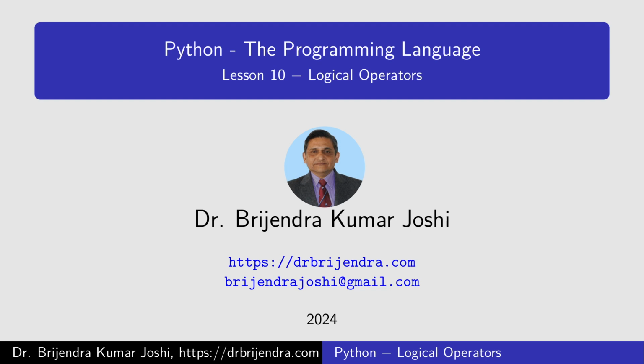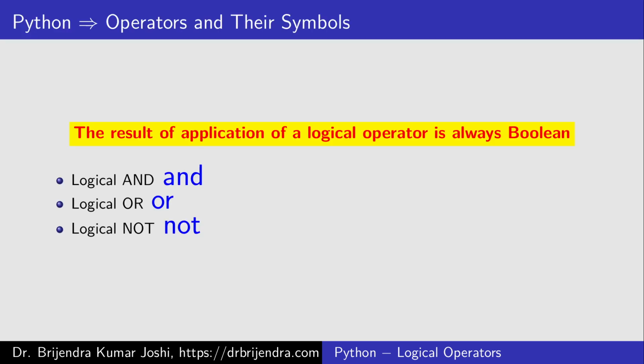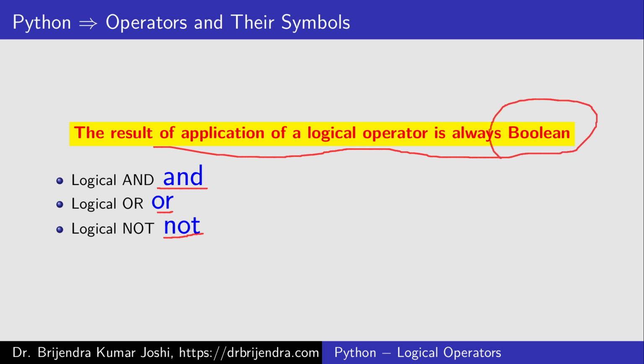In this video, we'll see how logical operators can be used in Python programming language. There are three logical operators: AND for logical AND, logical OR is represented using lowercase letters or, and logical NOT, that is not. And we should always remember that the application of any logical operator gives a Boolean value, that is either true or false as the case may be.